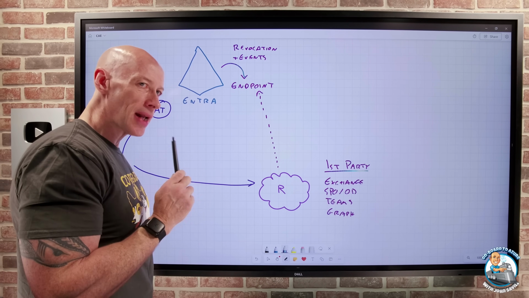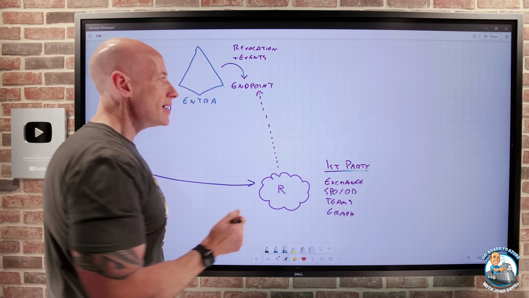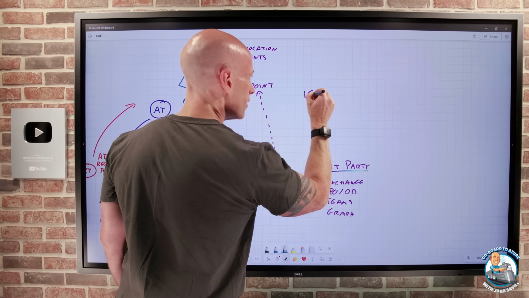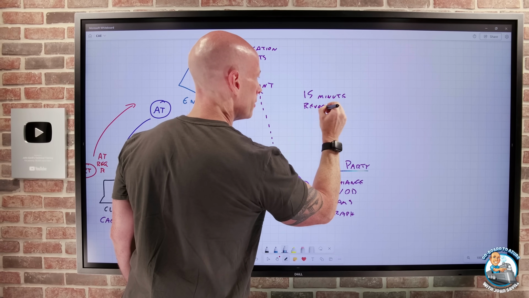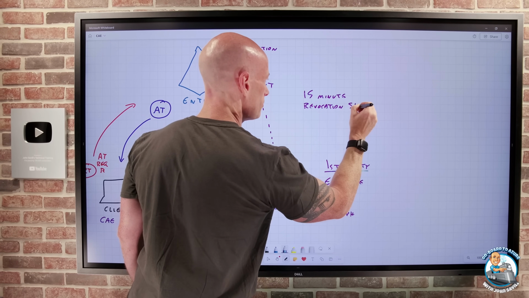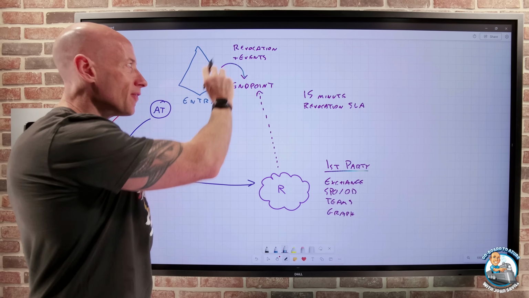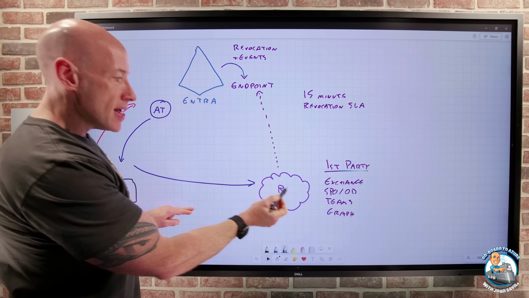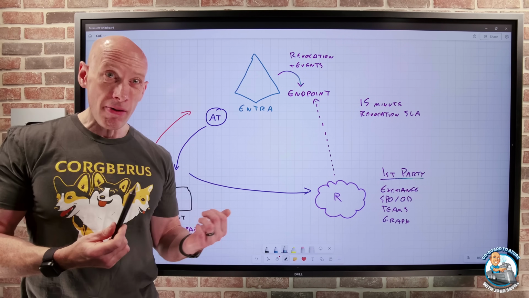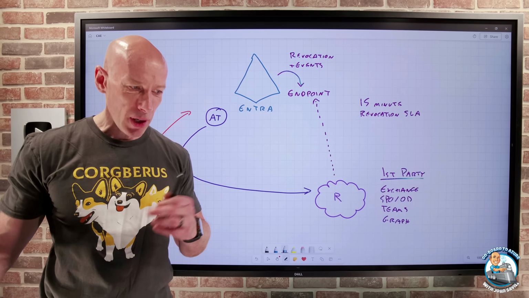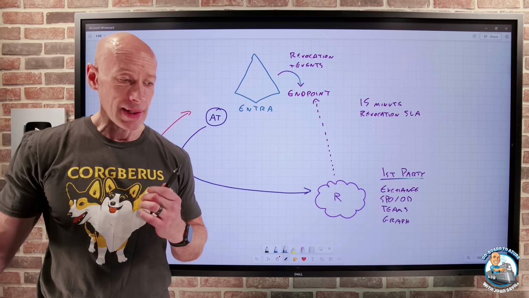And when that revocation happens, if we read the documentation, what it says is it is a 15-minute revocation SLA. So the SLA states within 15 minutes of that revocation event happening, it should no longer accept that access token. Now, in my experience, I've never seen it take that long. I've been doing a lot of playing around with this. A few minutes is the typical thing that's going to happen.